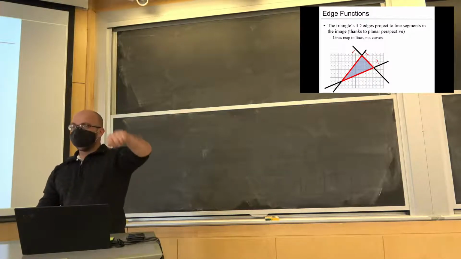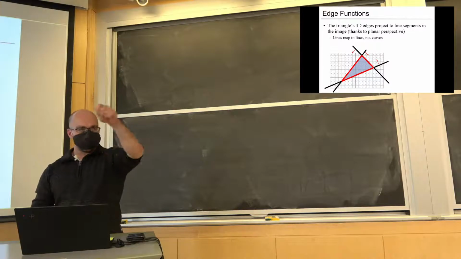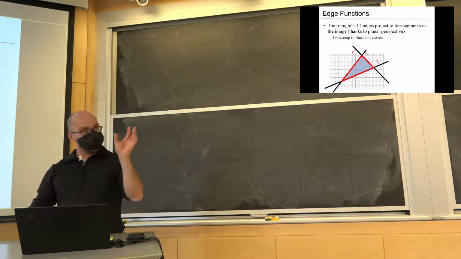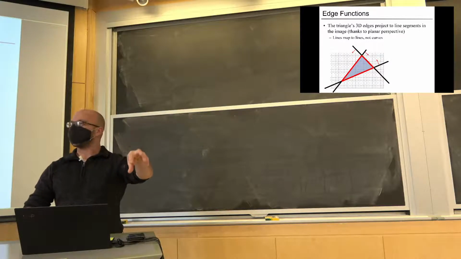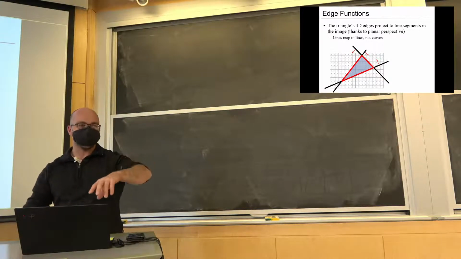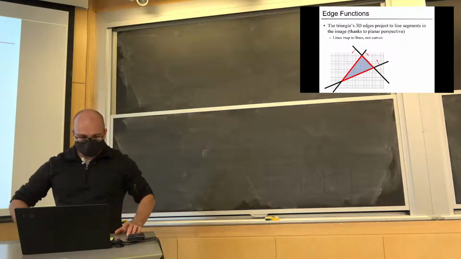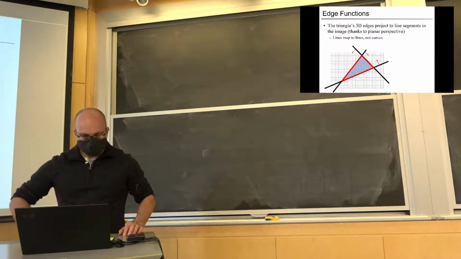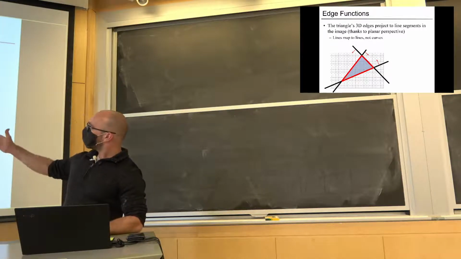Oftentimes, if we flip a triangle backward, your rasterization code might do something different. In fact, if you detect that a triangle is facing away from the camera, you might just not draw it. That's actually a pretty typical trick. Not always a good trick, but a trick. So we have these 3 line segments.